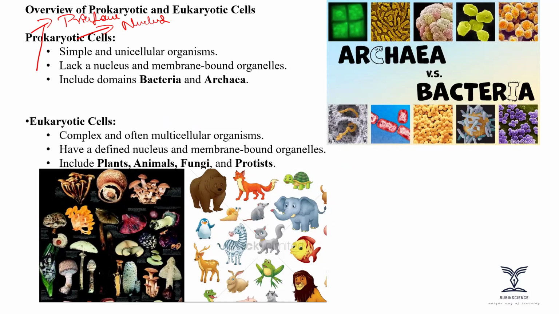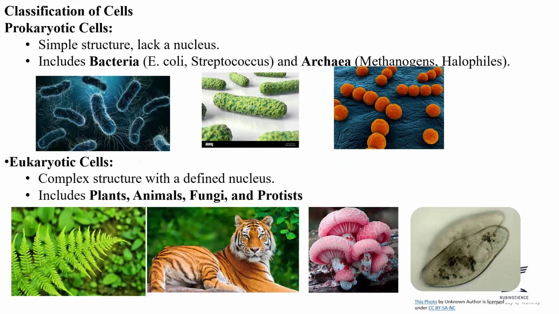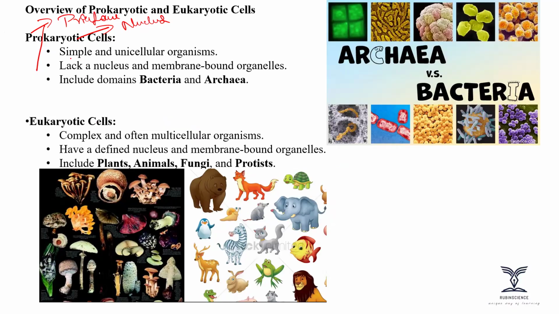So if the nucleus is so primitive or basic, how does the organism look? They are simple. They are unicellular organisms, meaning a single organism. They are simple in their structure. They're unicellular, so the entire cell is an individual organism. Another thing is they lack a nucleus. This they don't have.